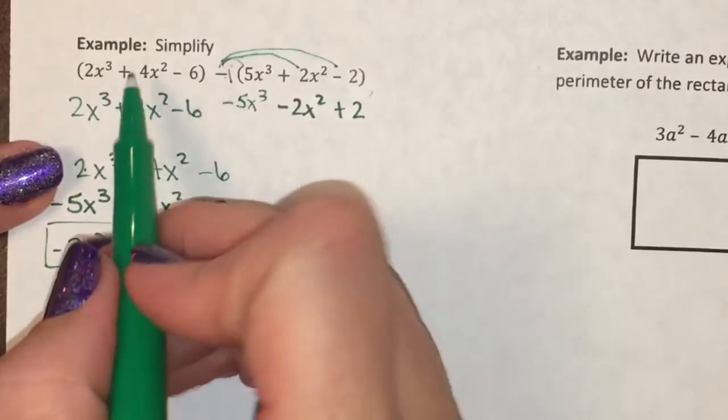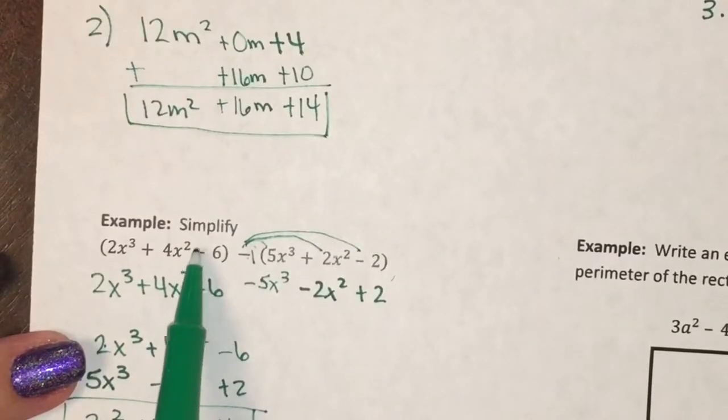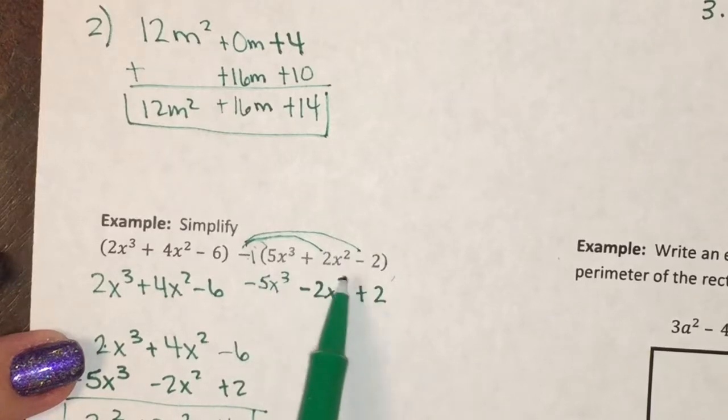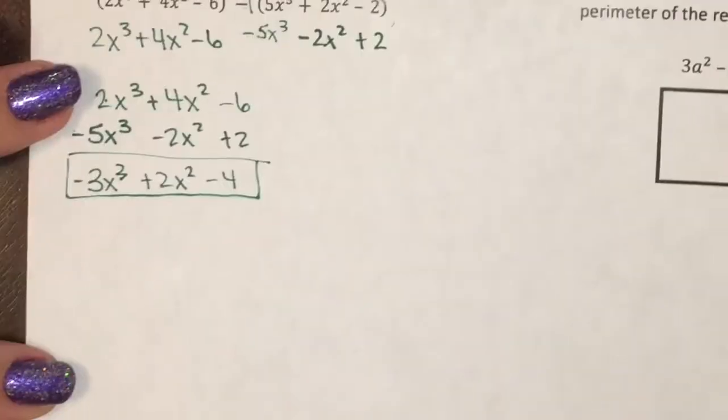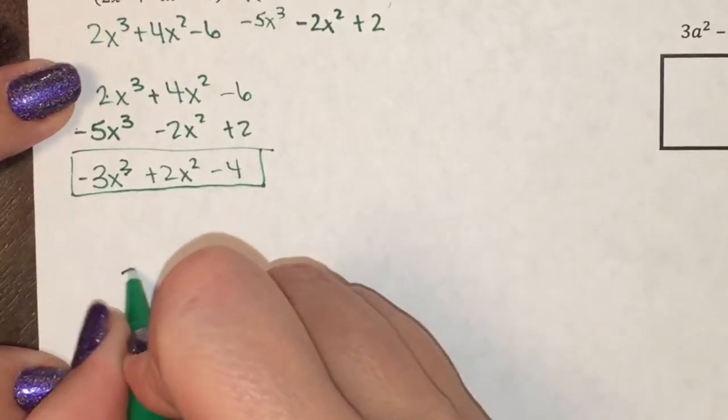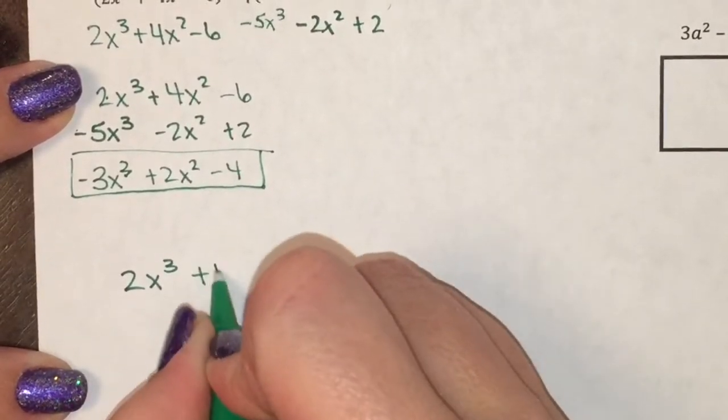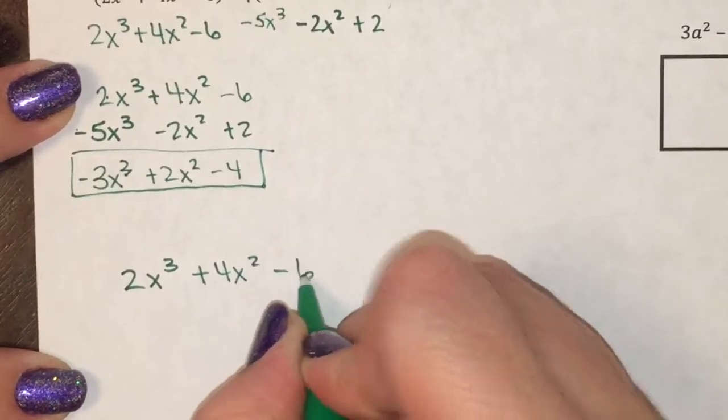Now if there are any gaps, I don't have x to the 1 power, but if I look over here, there are no x's to the first power either, so I don't need to leave that gap like I did up here. All right, so I'm just going to rewrite that. So 2x cubed plus 4x squared minus 6.